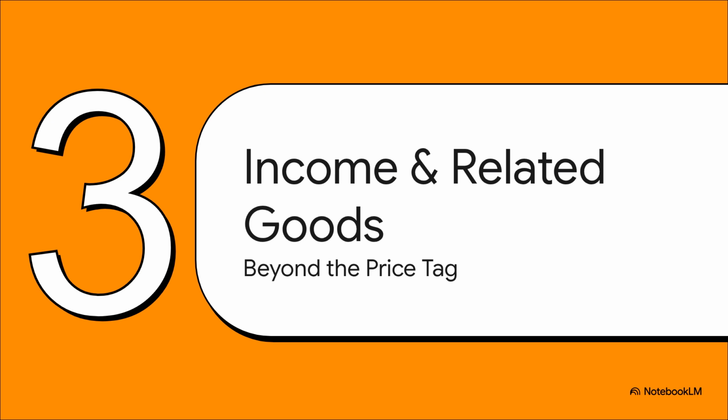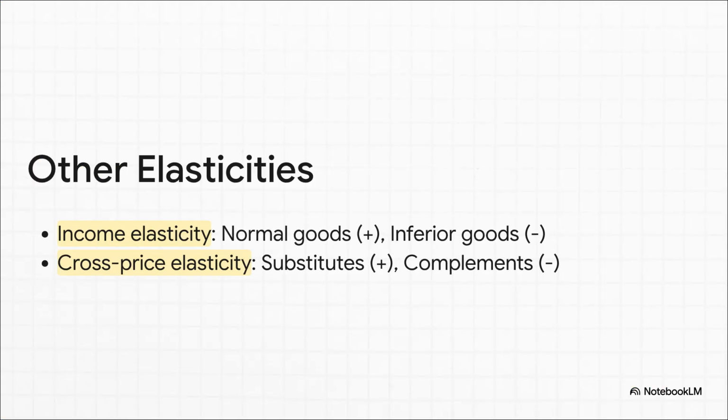Because it goes beyond just the price tag. Let's look at two new terms. Income elasticity measures how your buying habits shift when your paycheck changes. Normal goods have positive elasticity, so you get a raise, you buy more steaks. But inferior goods have negative elasticity. You get that same raise, but you buy fewer instant noodles.